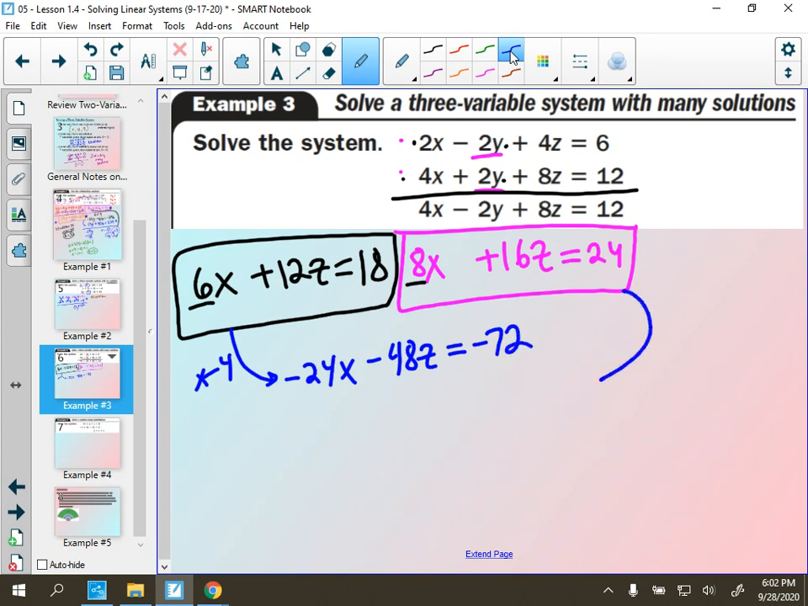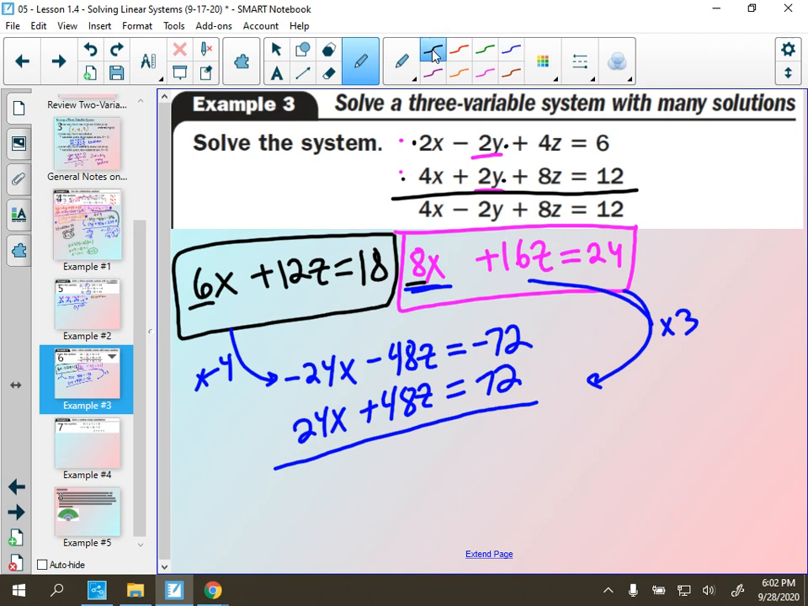Now to get this one to line up, I'm going to need to multiply everything by 3. So times 3. 8x times 3 is 24x. 16 times 3 is positive 48z. And then 24 times 3 is positive 72. And I'm thinking, oh man, if only I would have hit this earlier. Eliminated. So I got a 0 on this side, and then negative 72 and positive 72 is eliminated. So 0 equals 0. That's a true statement. So this is where I would follow up and say infinitely many solutions.